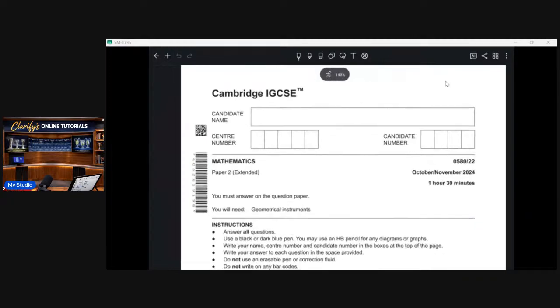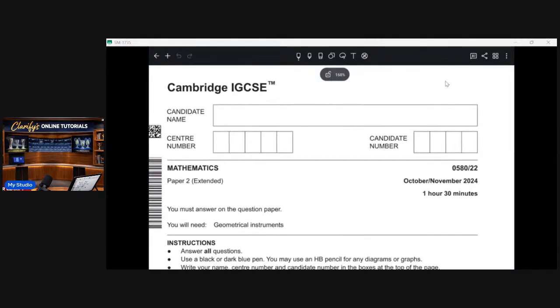This is the paper we are doing. I've zoomed in now. October, November 2024, paper 2-2. There's paper 2-1, there's paper 2-2 and everything. I like this one because a lot of the questions in here are from topics that we have done together, so we just want to revise. We'll go through it quickly.